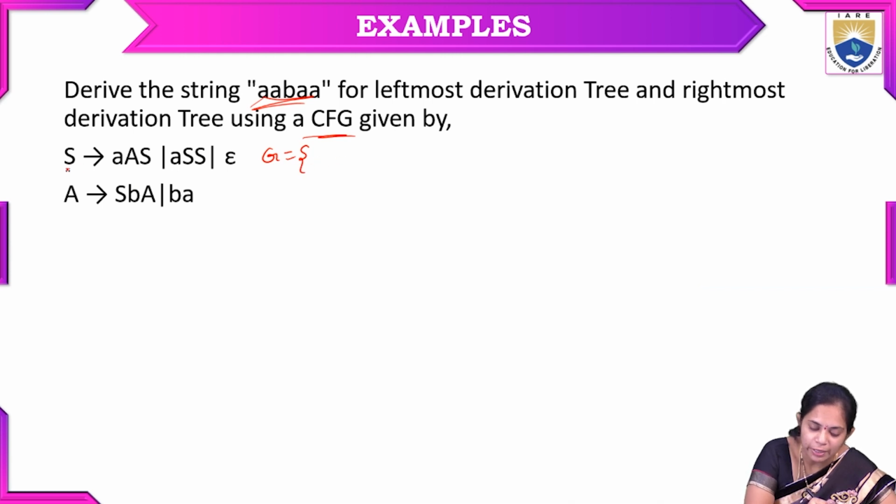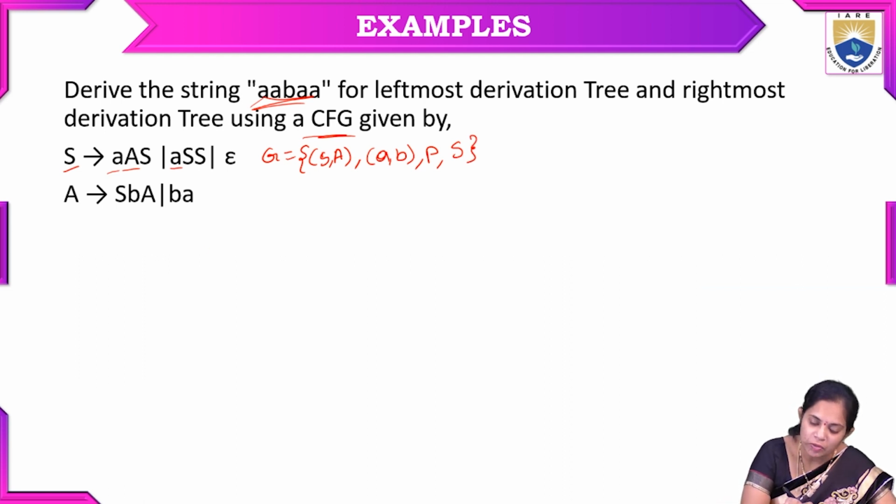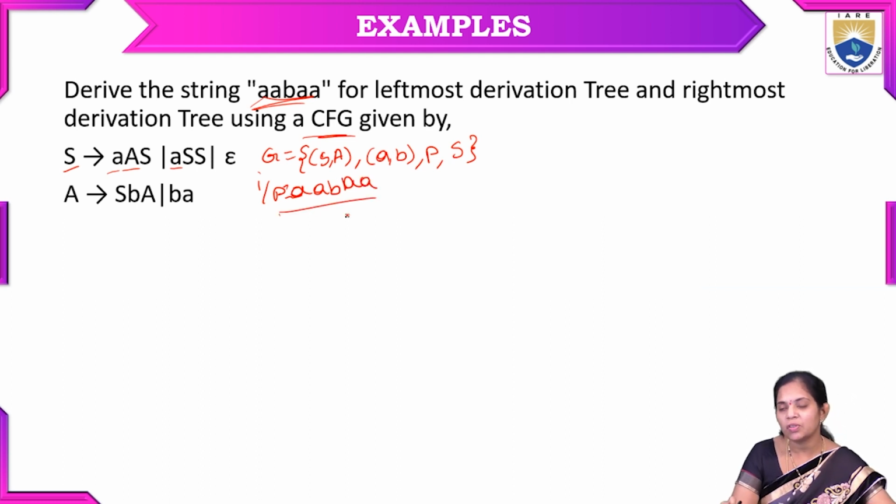So here, I am directly writing V. V is the non-terminal set: A, S, only two, S comma A. And next, what are the input symbols? A, B. And the production rules, and S is the start state. So this is the grammar for these production rules. And the input string is A, B, A. So we have to derive the leftmost derivation tree and rightmost derivation tree for this grammar.